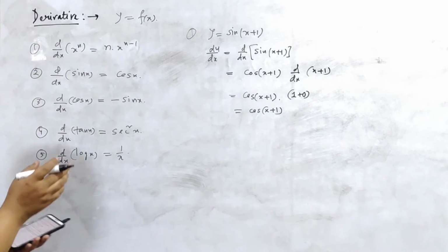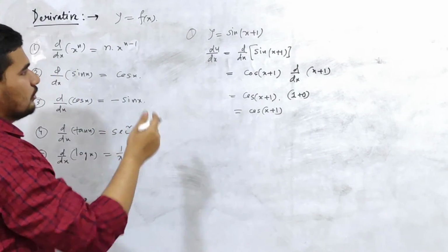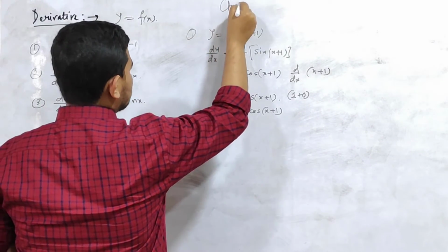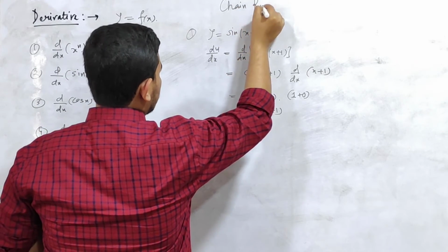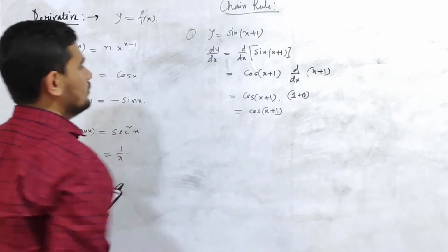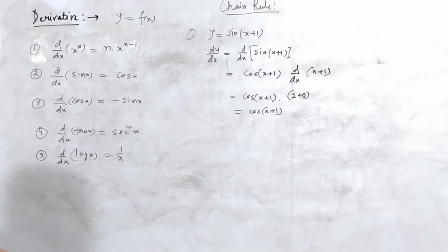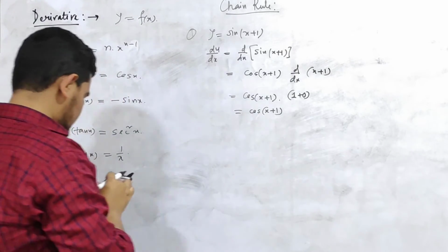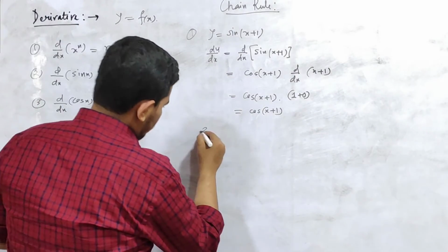So this is an example of differentiation using chain rule. Chain rule is the most used rule in differentiation. You need to have a good grasp of this rule. Similarly, I can give you another example.